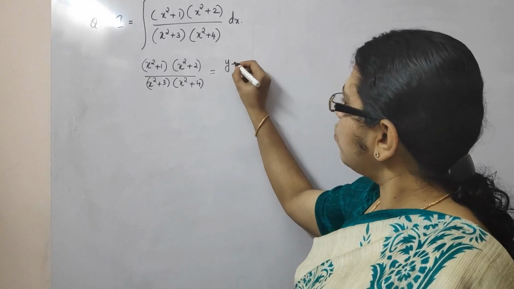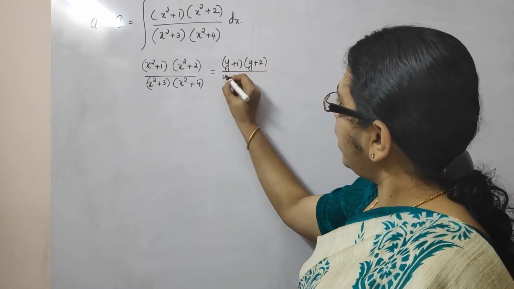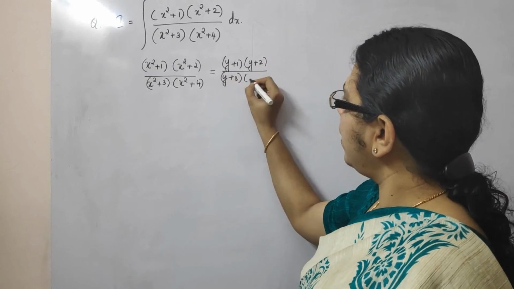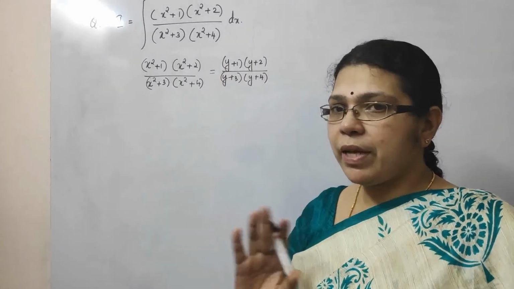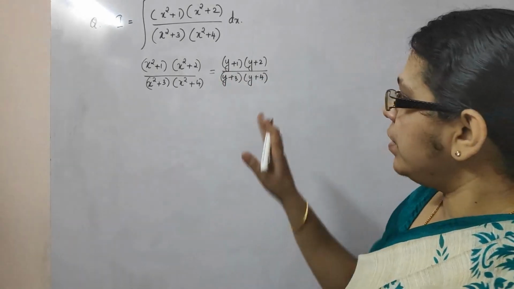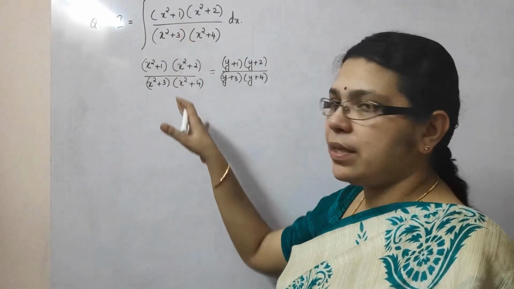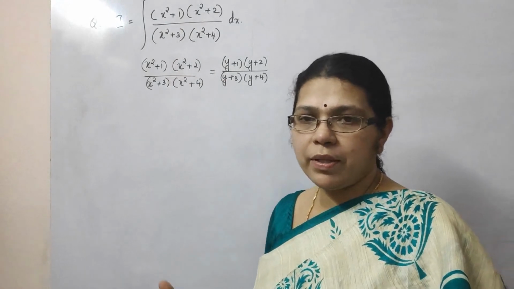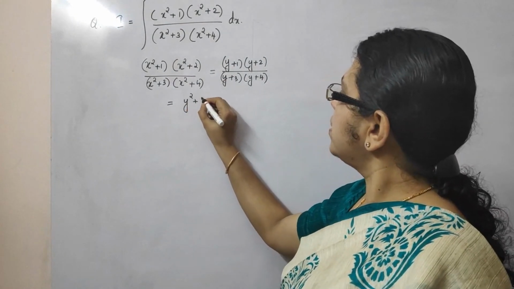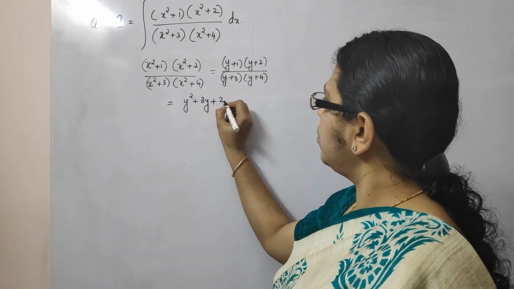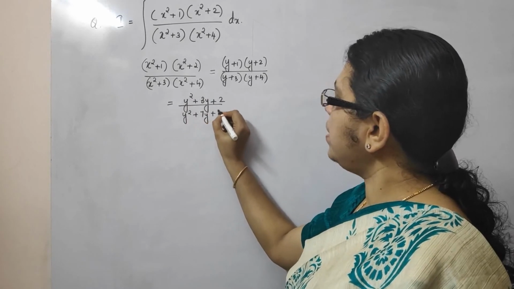I write this as (y+1)(y+2) by (y+3)(y+4). Now, one thing you have to keep in mind: we have not taken the integral. We will solve it using y and resubstitute into this integrand along with the formulas. So this is equal to (y² + 3y + 2) divided by (y² + 7y + 12).